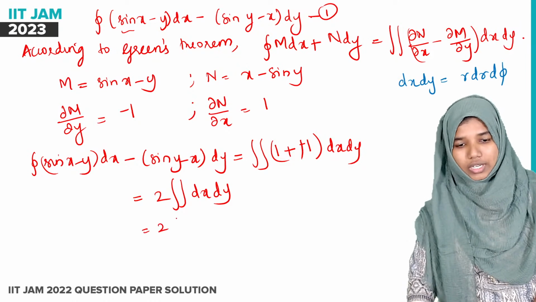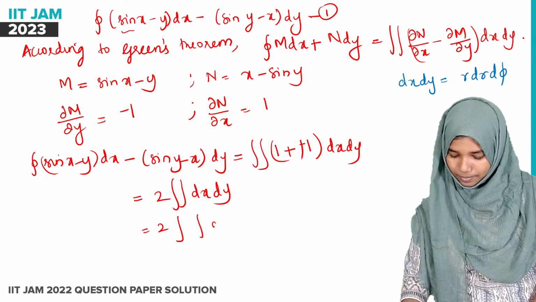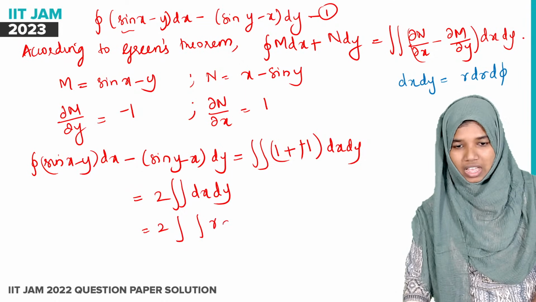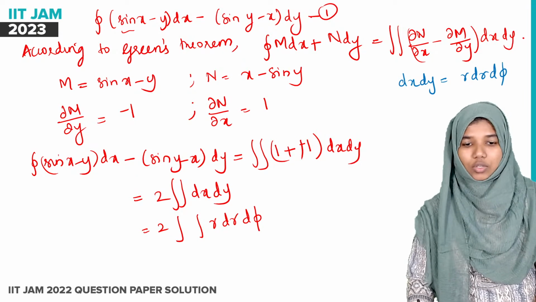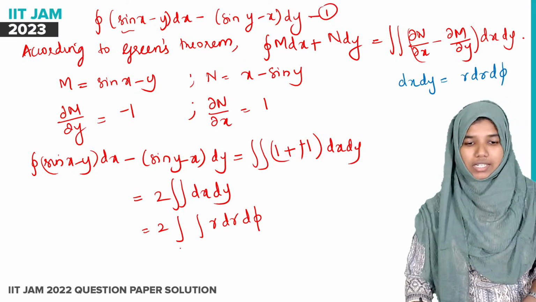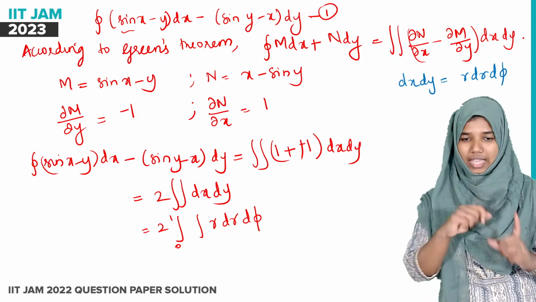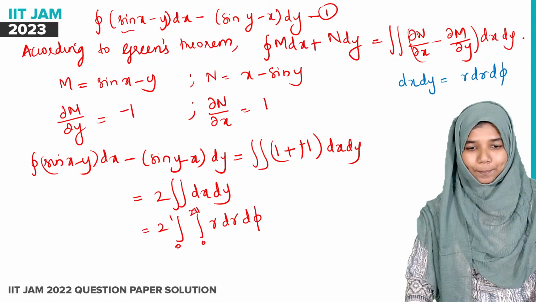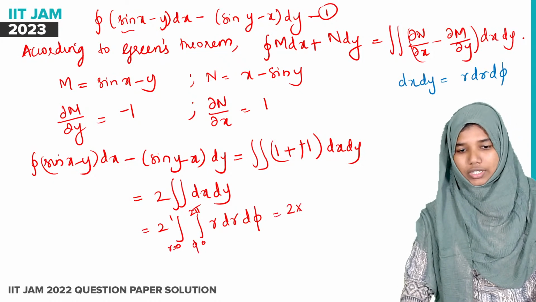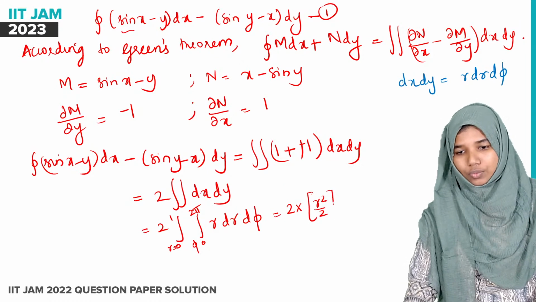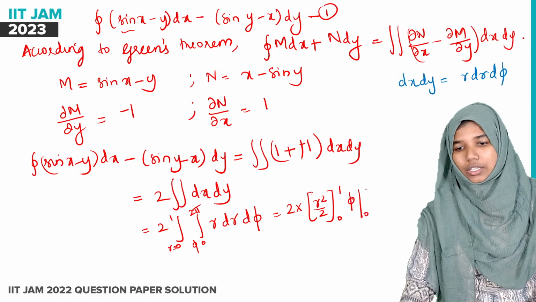So this is equal to 2 into the integral r dr d phi. Okay, so this is a unit circle and the curve is a unit circle. So r varies from 0 to 1 and phi, the angle on the xy plane, varies from 0 to 2 pi. Okay, this is r and this is phi. So when we integrate 2 into r, we get r square by 2 with limits 0 to 1, and integrating d phi gives phi with limits 0 to 2 pi.